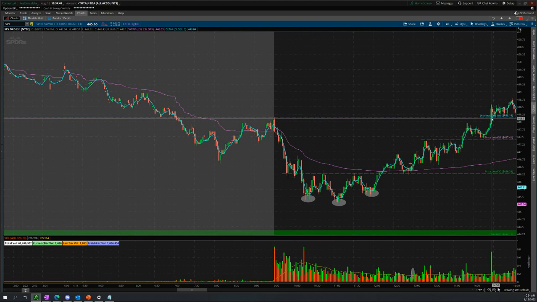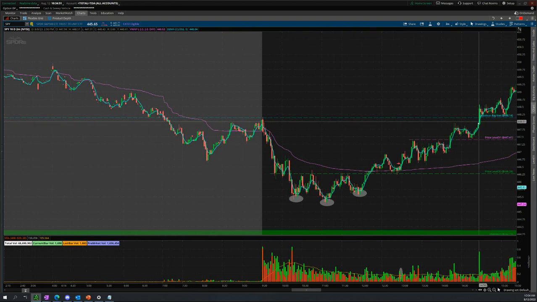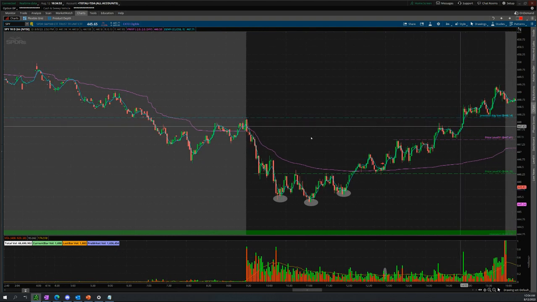I love when this happens, because this is going to tell you right here that anytime sellers have no chance up against the open print, right? Like, look at that. Boom. Boom. And yeah, that's exactly what you want to do.